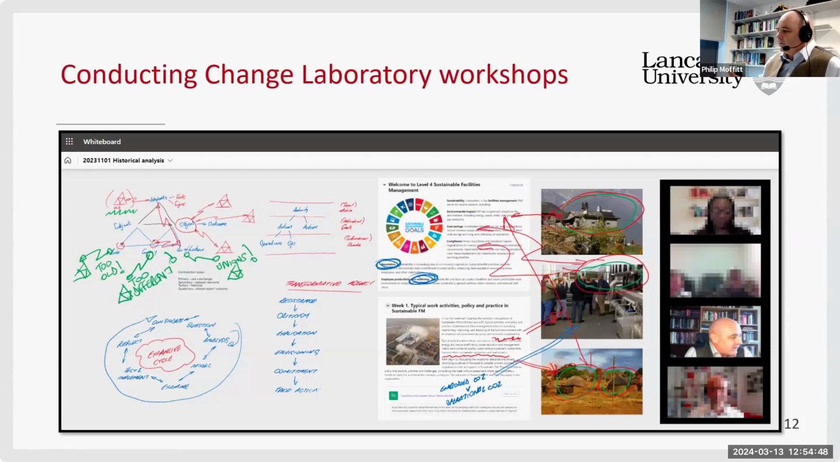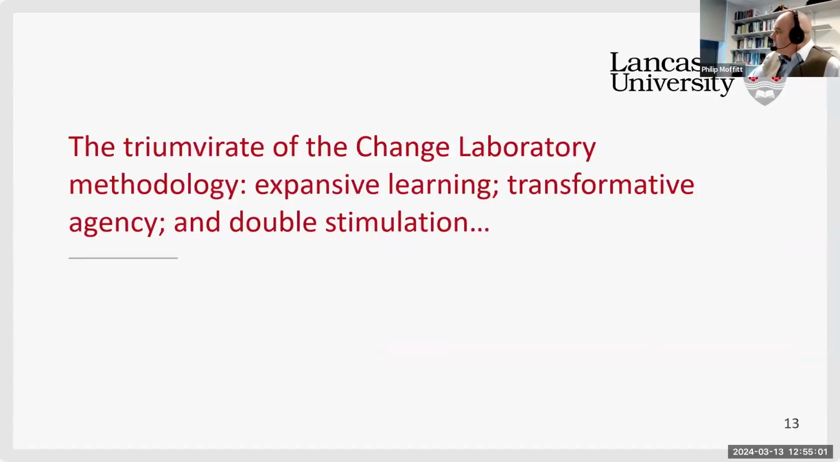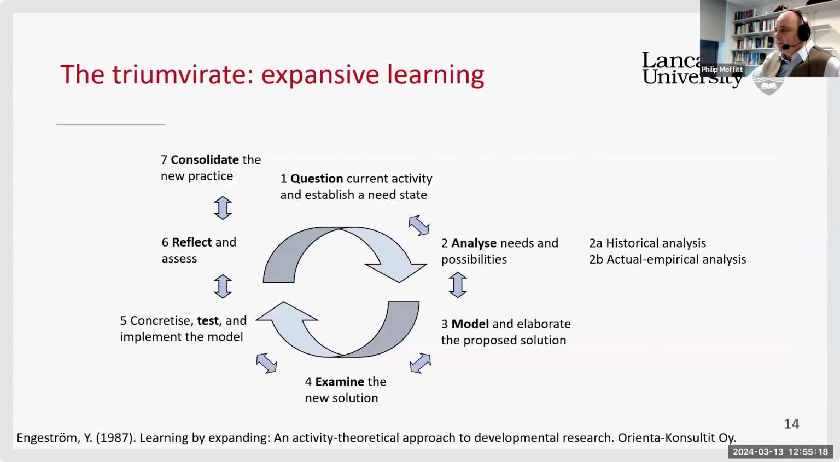We don't just do it haphazardly or use common sense or folk pedagogies. There are really important theoretical principles, sometimes called the triumvirate, and I'll run through those. As painlessly as I can, I'm going to run through examples of the triumvirate of expansive learning, transformative agency, and dual or double stimulation. After each one, I'll show you a recent online change laboratory, which will make it a bit more material, I suppose.